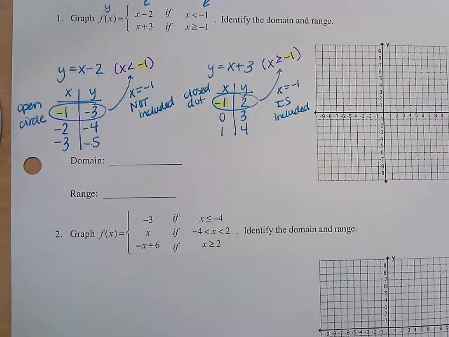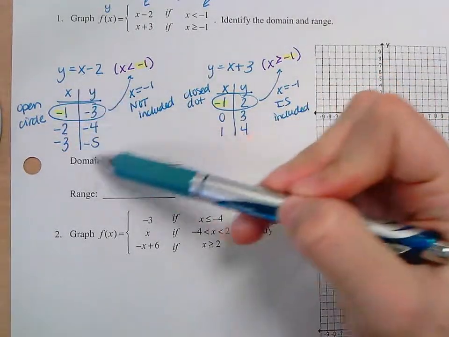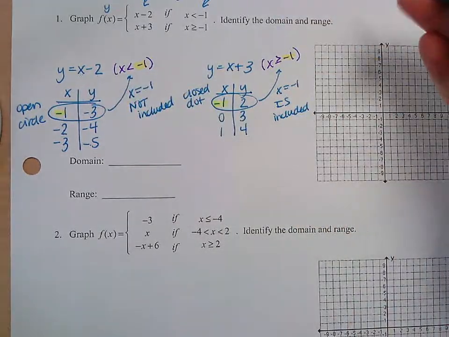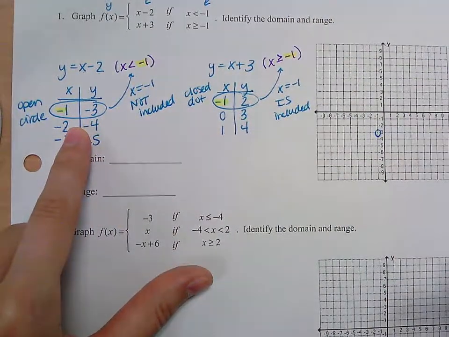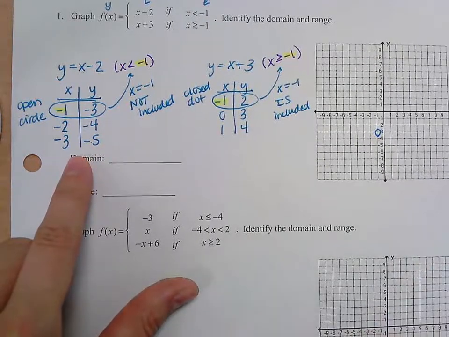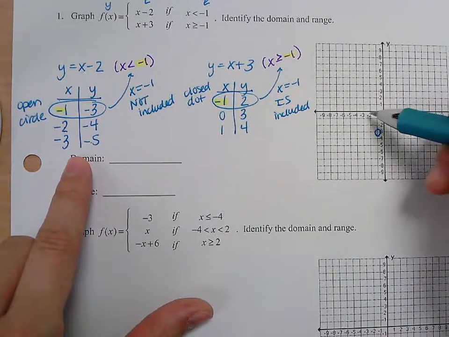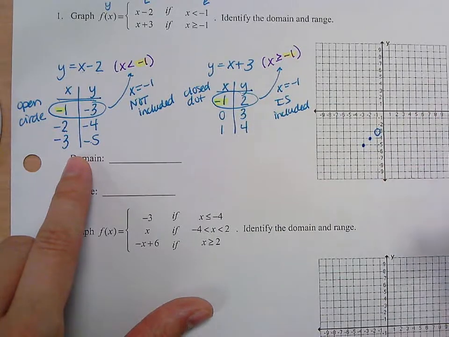So now when I graph this, I'm going to start with the y equals x minus 2. So I'm going to plot -1, -3 with an open circle. The rest of the points I can just put points, dots. So -2, -4, and then -3, -5.